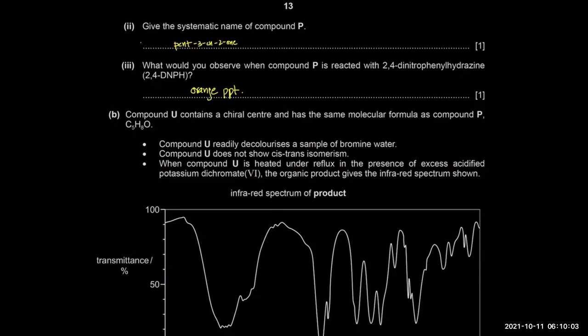The last part says compound U contains a chiral center and has the same molecular formula as compound P. So compound U is also C5H8O. Compound U readily decolorizes a sample of bromine water. So it decolorizes bromine. It does not show cis-trans isomerism.